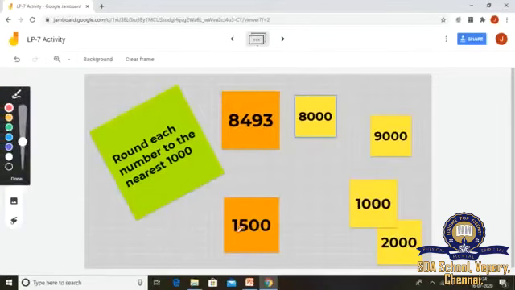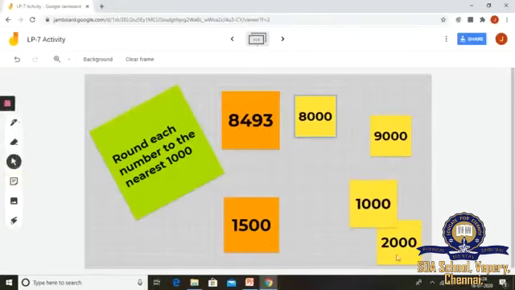The digit in the hundreds place is 5. So it is 1,000 or 2,000. We will get 2,000. Now I hope you all understood how to estimate the given number.